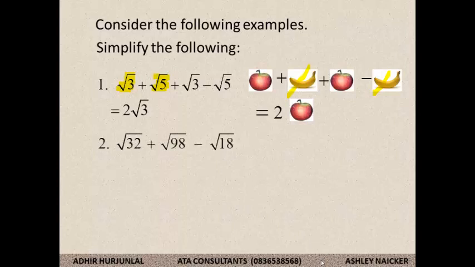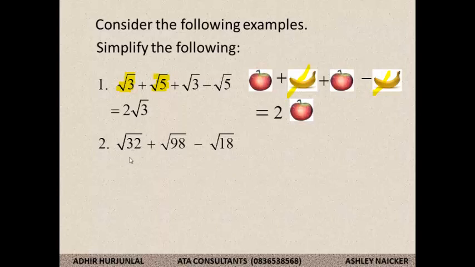Let's go to example number 2. In example number 2, we have the square root of 32 plus the square root of 98 minus the square root of 18. Seems a bit complicated, but guys, this is what you should be expecting in the examinations. A bit easy for an examination, but nonetheless expect an example like this.